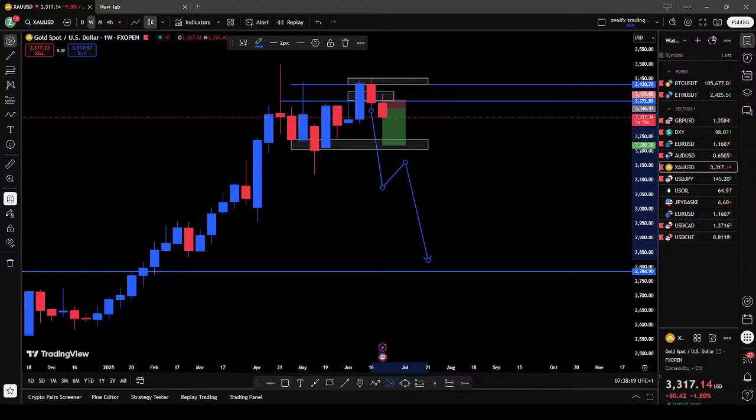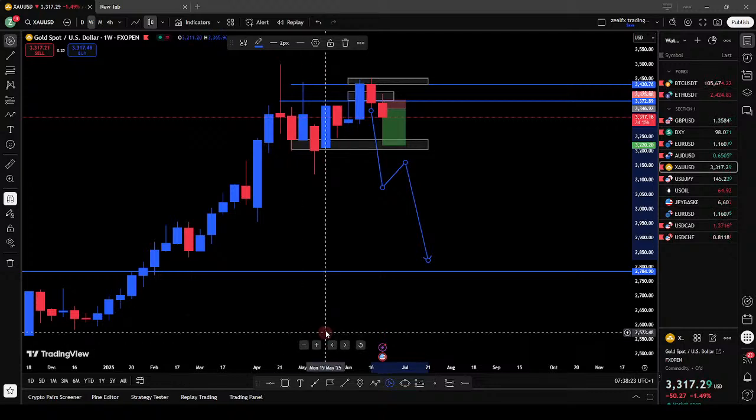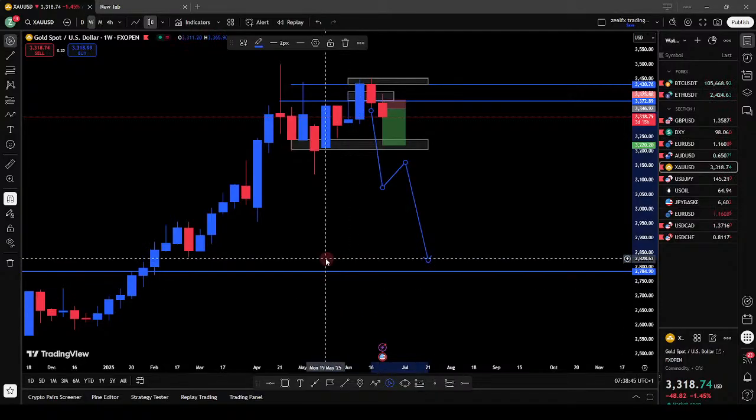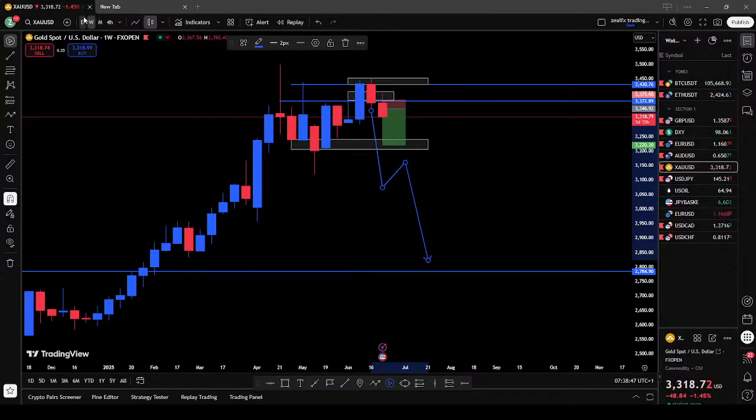So just sit, relax. We expect more sell on gold this coming week. So let's look at the daily structure of gold.